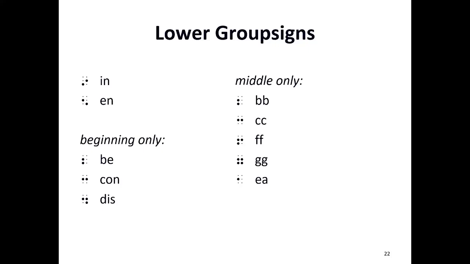Two lower group signs are IN and EN. I just talked about EN and the word enough in the previous slide. So you have IN and EN, and we use those just about anywhere. There are 3 contractions that can only be used at the beginning of a word, and 5 that can only be used in the middle of a word. And that's because if you notice, some of these contractions are using the same dots. So depending on where they are and what's going on around them, they'll mean different things.